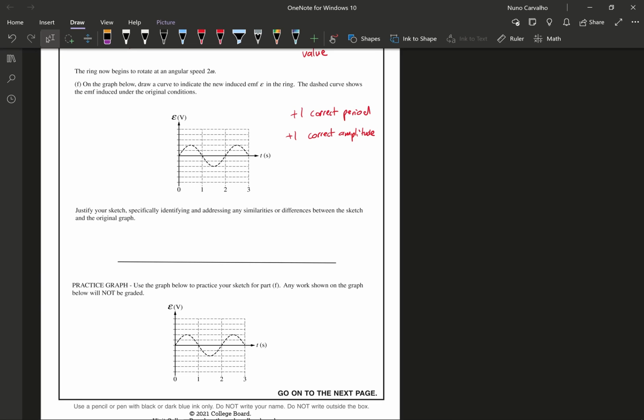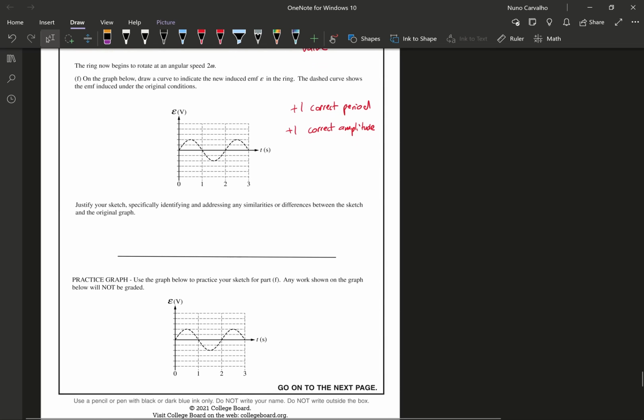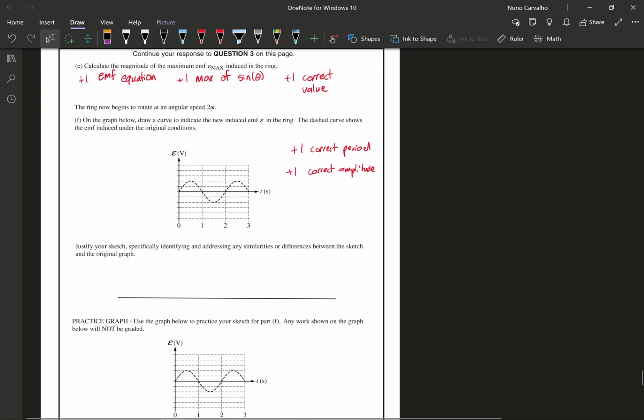But yeah, let me know what you think the point distributions are. This is my prediction. Soon when CollegeBoard releases the scoring guidelines, this video will be kind of useless. But until then, you can imagine in your head what those points are going to be for your exam.